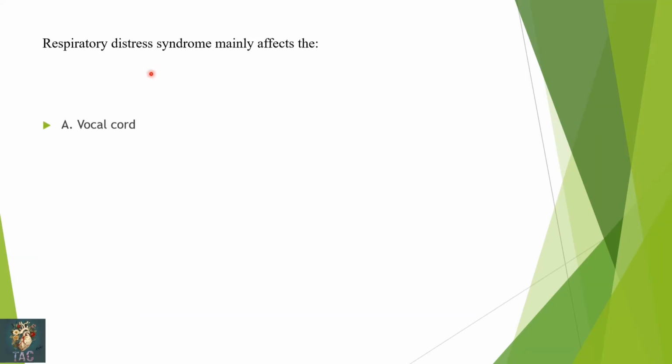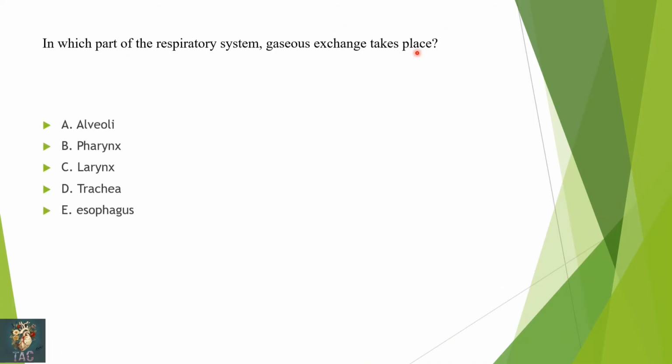Next is: respiratory distress syndrome mainly affects the vocal cords, the trachea, the right bronchus, left bronchus or alveoli. A very simple question. Respiratory distress syndrome affects the alveoli and this is the answer. Next is: in which part of the respiratory system does gaseous exchange take place? So we all know this is the alveoli where the gaseous exchange is taking place and this is the answer.